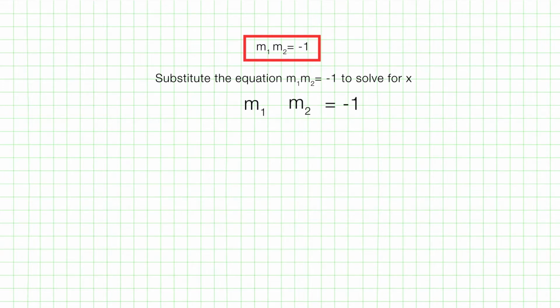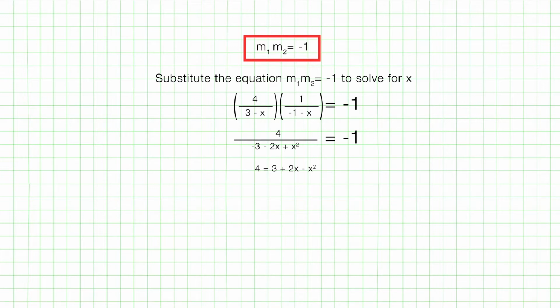Substitute in the equation m1 times m2 is equal to negative 1 to solve for x. 4 over (3 minus x) times 1 over (negative 1 minus x) is equal to negative 1. Four is equal to 3 plus 2x minus x squared. x squared minus 2x plus 1 is equal to 0. (x minus 1) squared is equal to 0. Thus, x is equal to 1.